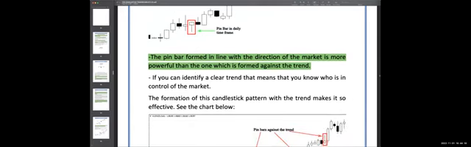The pin bar formed in line with the direction of the market is more powerful than the one which is formed against the trend. If you identify a clear trend, that means you know who is in control of the market. The formation of this candlestick pattern with the trend makes it so effective. See the chart below. On the chart below, we can all see and we agree that from about this area, price started just pushing up, steady pushing up.